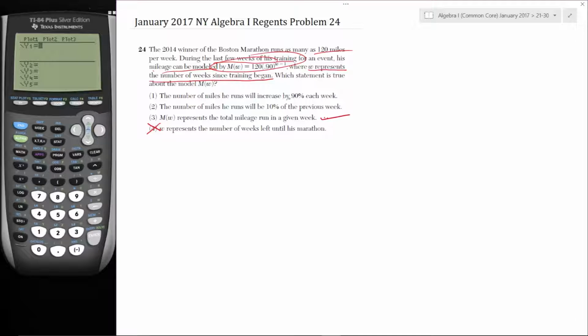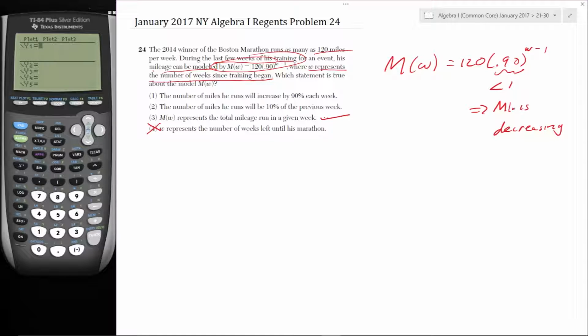Let's just verify that these other answers are not correct. The number of miles he runs will increase by 90% each week. So m of w equals 120 times 0.90 to the power of w minus 1. The fact that the base is less than 1 implies that m is decreasing.